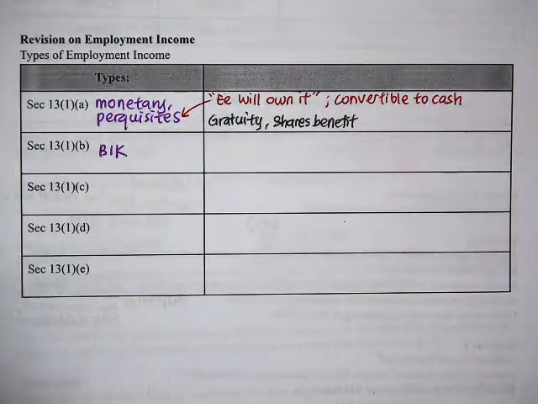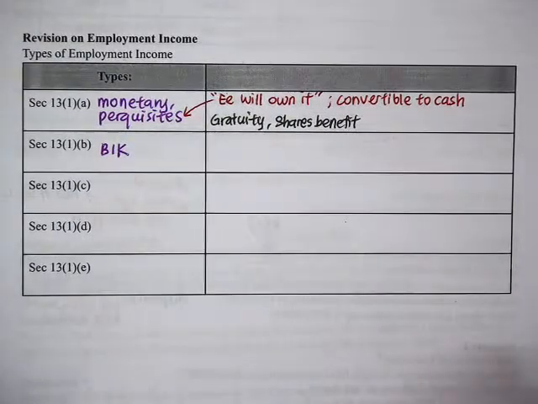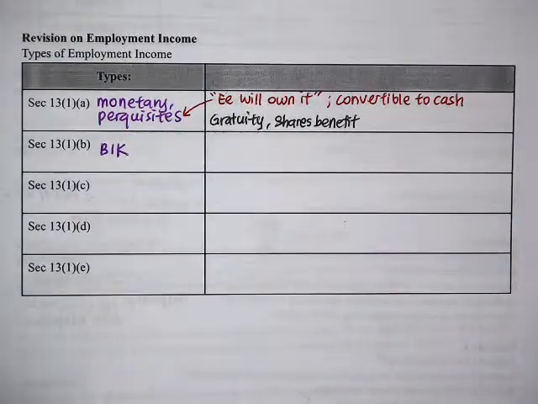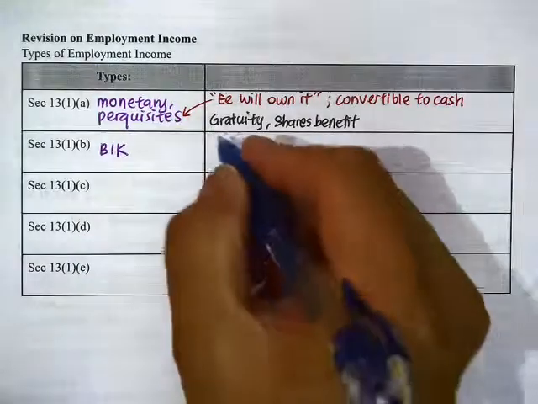Now, benefit, personally I don't feel is so important in P6, because number one, they don't give you the BIK table in P6. So I don't believe that they will test you here. So probably this is ignorable. So that's about benefit in kind.